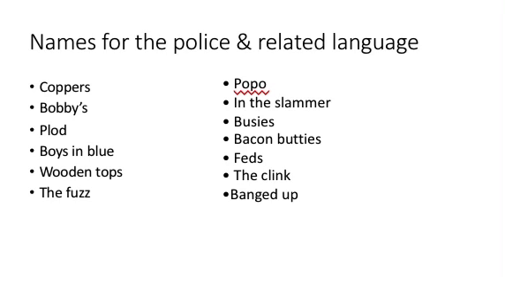Here are a few first examples. It is a fact that the police have been referred to as many different slang names, known by and used by the UK as a whole, as they have been popularised through many outlets. This includes coppers, bobbies, plods, boys in blue, wooden tops, the fuzz, popo, in the slammer, busies, bacon butties, feds, the clink, and banged up. Whilst these names have lots of negative connotations, they have been normalised as the standard language surrounding the police.